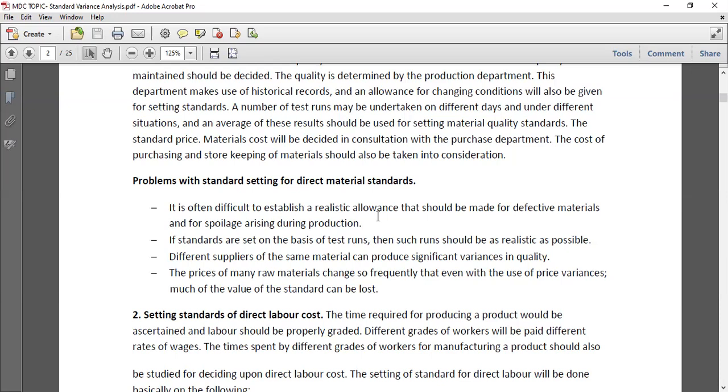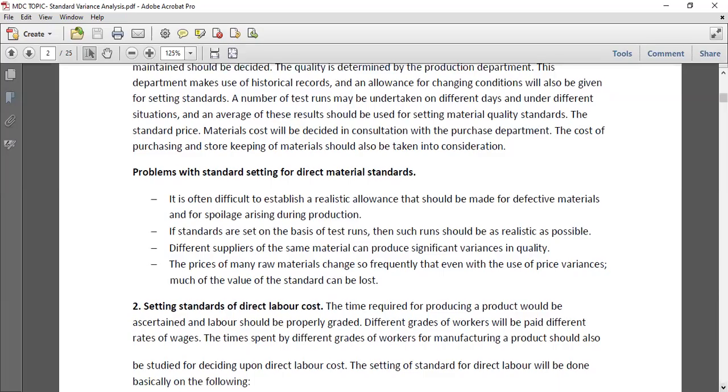And then of course, the price of raw materials keeps on changing, and this may affect, let's say, your price variance, okay? You may have cases where much of the value of the standard is lost. So that is very important. Those are just a few challenges that you might come across when you're setting some of these standards, okay?